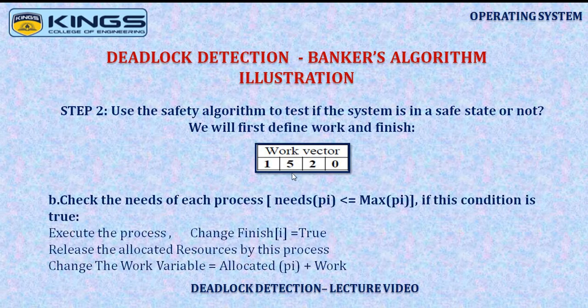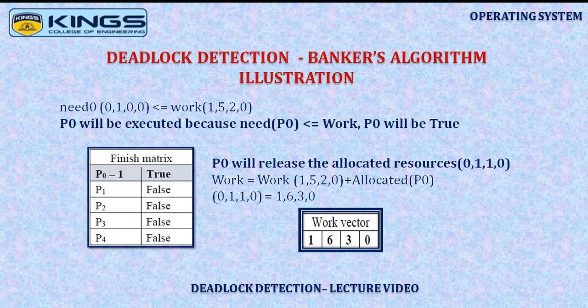First, we are supposed to check whether the need matrix for each of the processes is less than the availability. If the need matrix value is less than or equal to the availability of the resources, then we can proceed with that particular process and complete it, and the finish entry for that process will be made true. Once the process completes its role, it will release its resources. So the total work vector availability plus the newly released resources will be the updated entry for the work vector. Now let us see what happens.